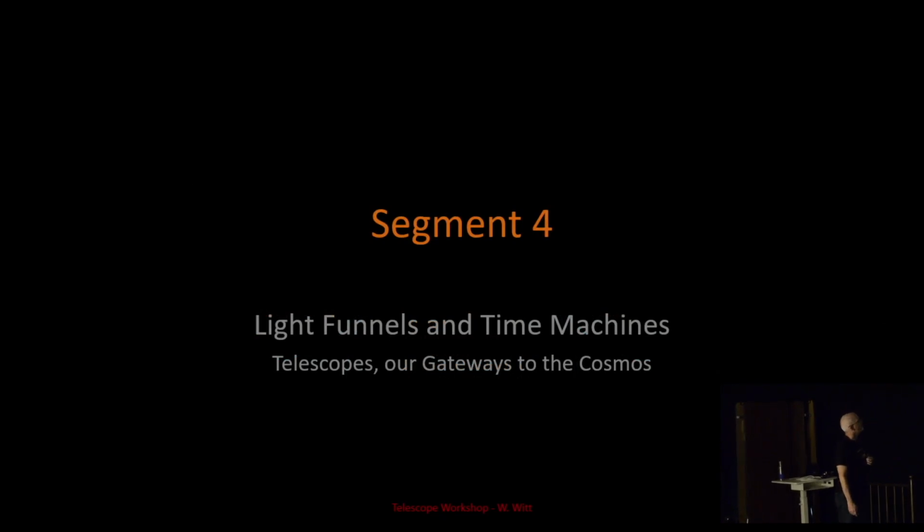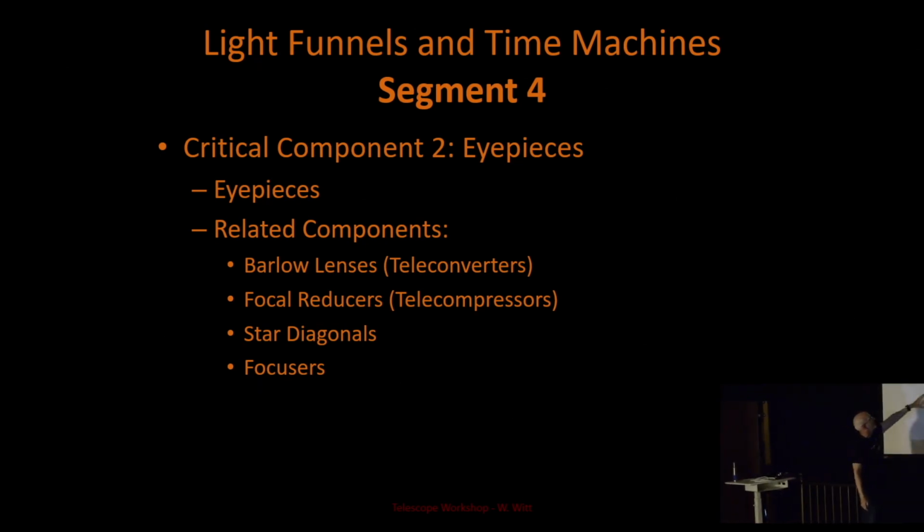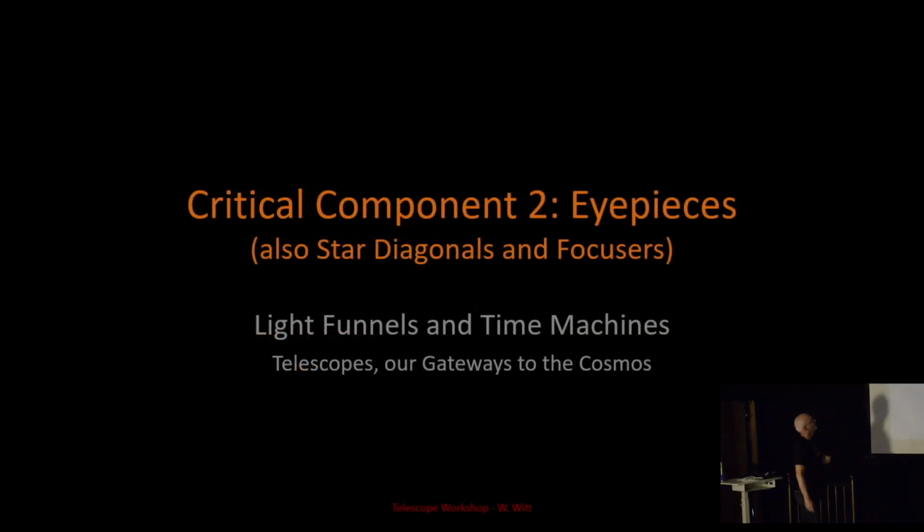Okay, so I want to talk a moment about eyepieces here before we take another cookie break, okay? Because like we said, the eyepieces are tiny lenses compared to the big aperture lens, right? But they're really half of the optical system. And there are some related components like Barlow lenses, focal reducers, star diagonals, and focusers. Some of these I'll skip over today, and there'll be some content in the video that I mentioned.